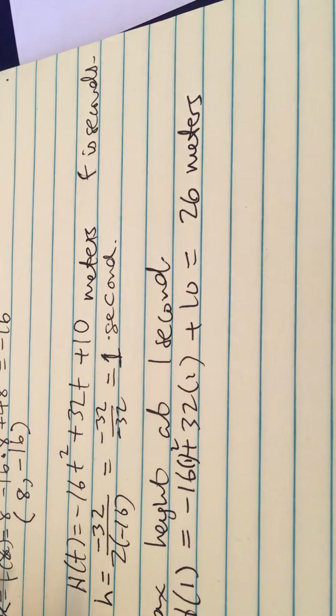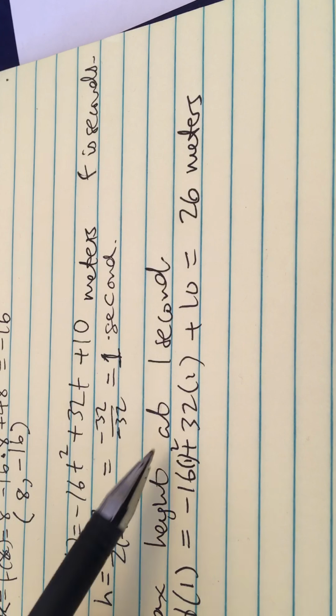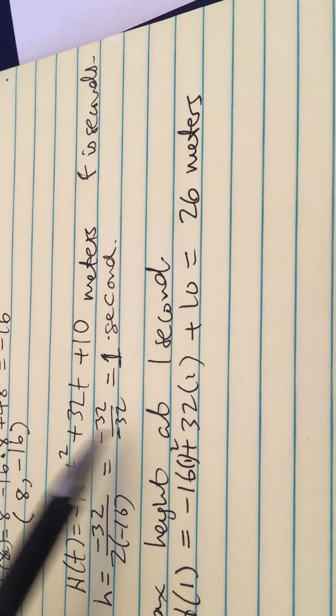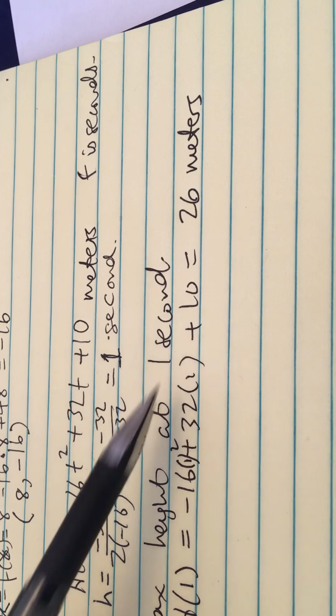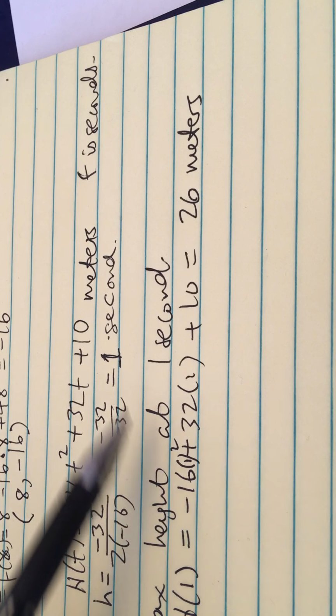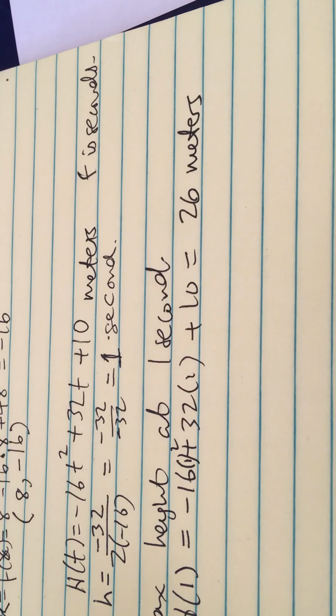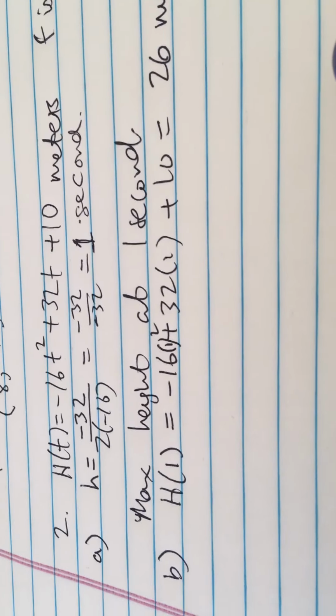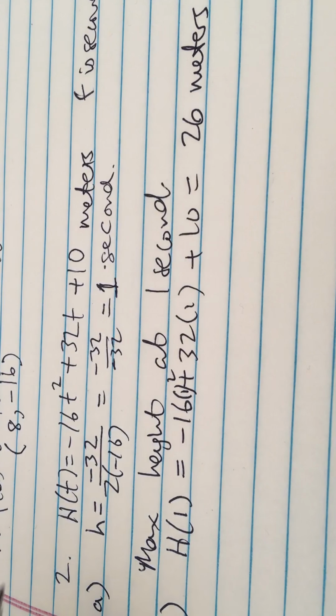Put 1 in and square it. So we just replaced t with 1. So negative 16 times 1 squared is negative 16, plus 32 times 1 is plus 32, plus 10. 32 minus 16 is 16, 16 plus 10 is 26 meters. So the object reaches its maximum height when the time is after 1 second.